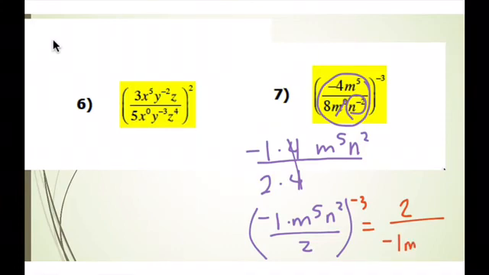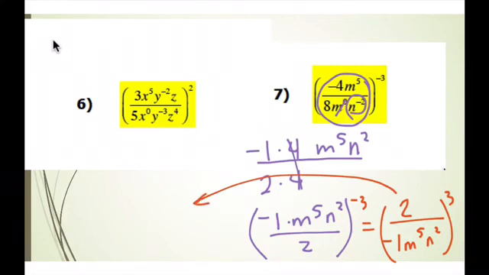So I'm going to just turn it upside down, it's just a reciprocal, and then I'm going to raise that to the 3rd power, which means everything gets the 3rd power. So I'll write over here because I'm out of space. So 2 to the 3rd power is 8. -1 to the 3rd power, that's -1 times -1 times -1. M to the 5th, m to the 5th, m to the 5th, that's m to the 15th. N to the 2nd, n to the 2nd, n to the 2nd is n to the 6th.